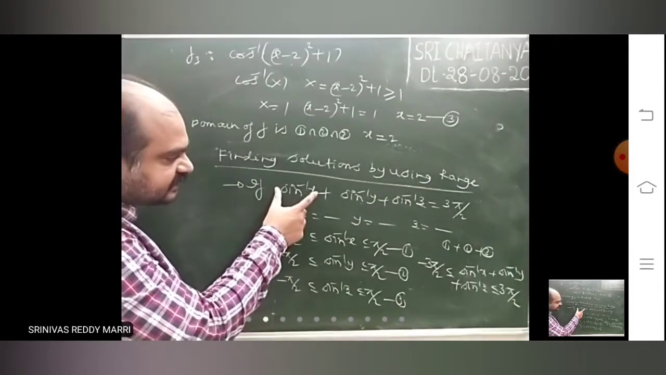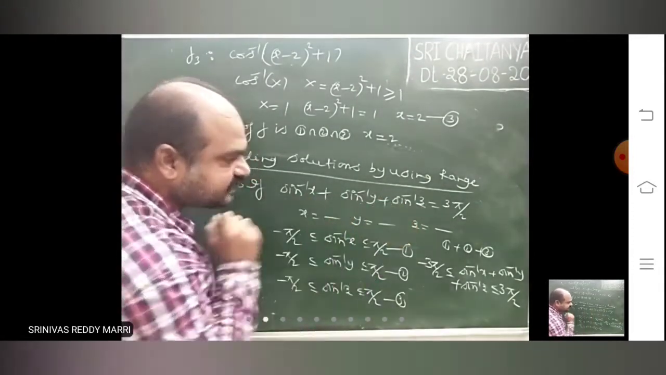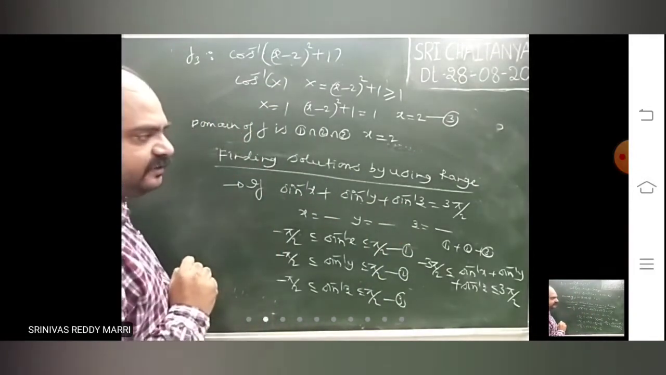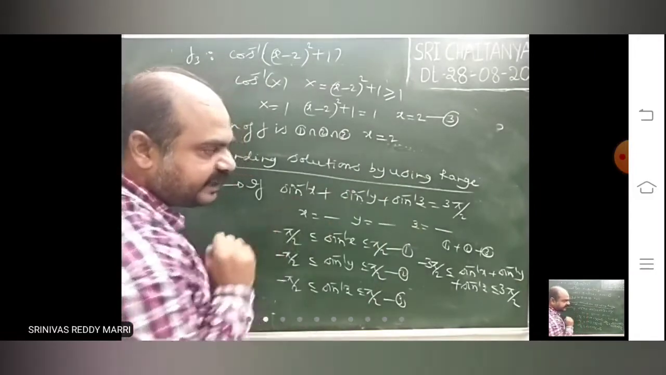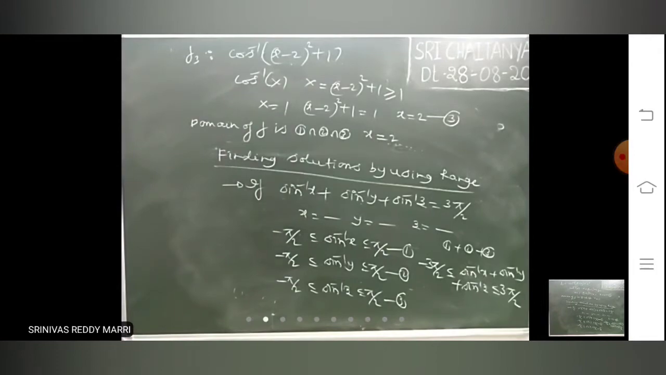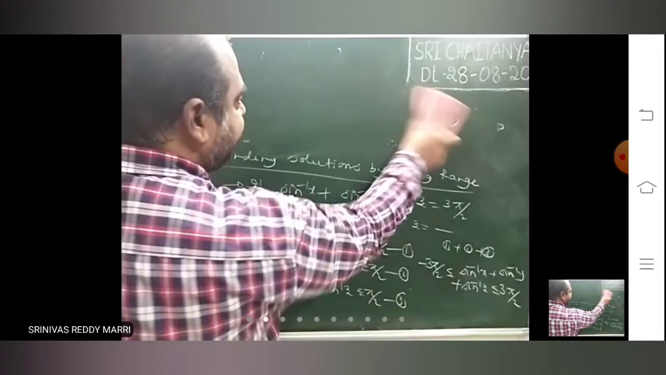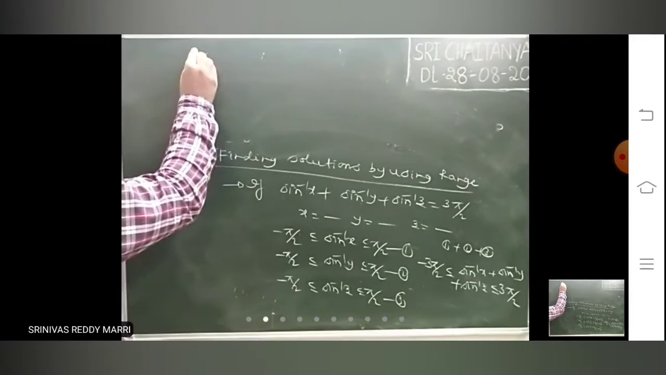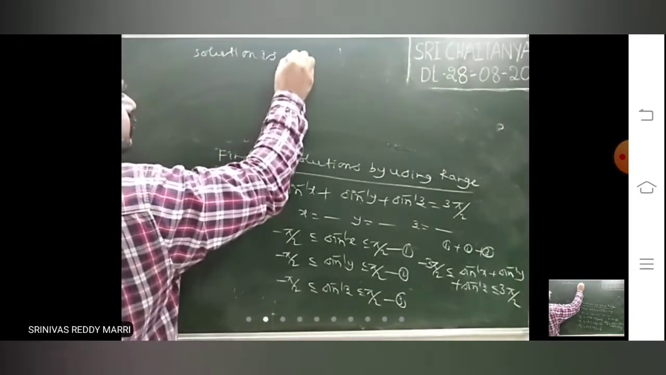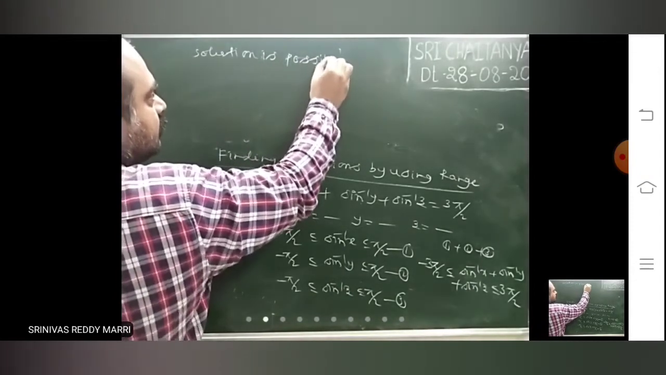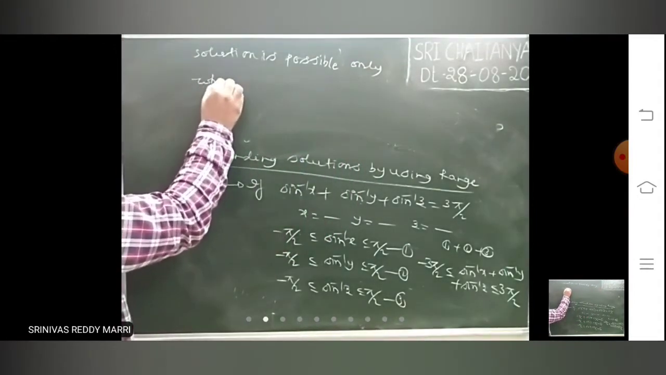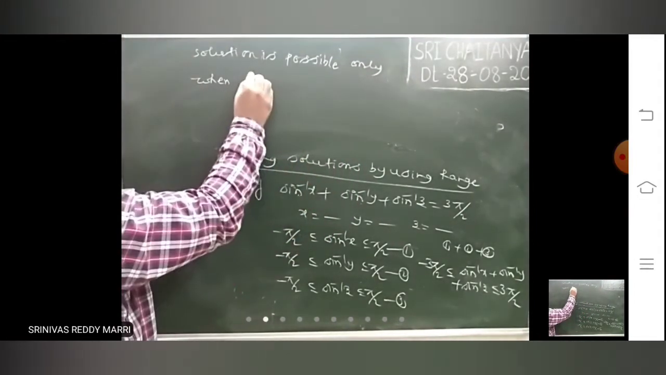What is that then? This must be maximum, this must be maximum, this must be maximum. Always when the equation is given like this, take all maximum values or all minimum values on that side. Right? So for the maximum value, this is possible only when each is equal to pi by 2. Solution is possible only when each is pi by 2.